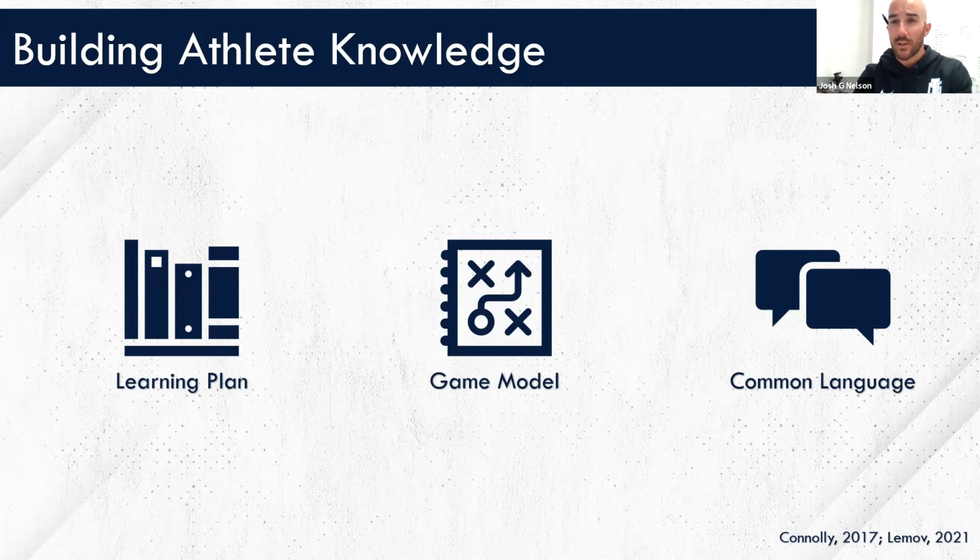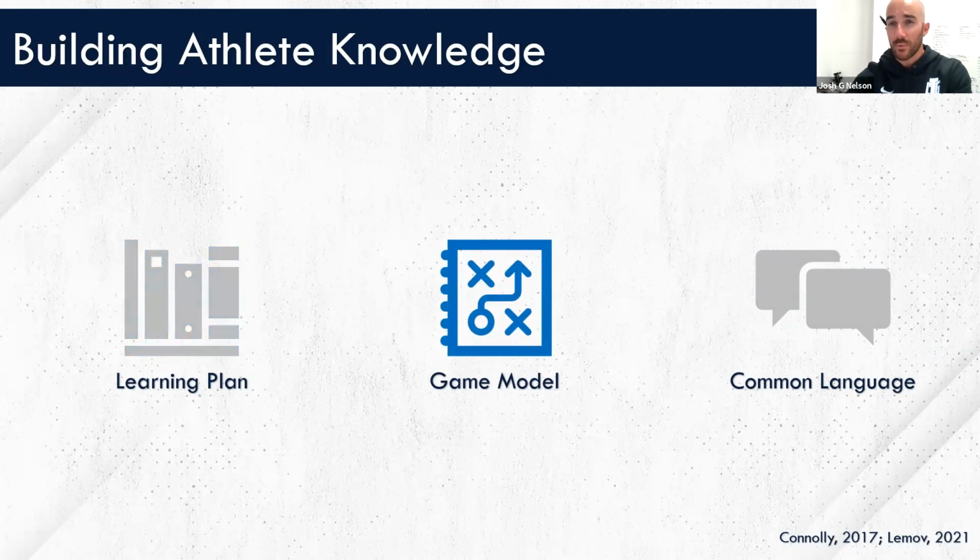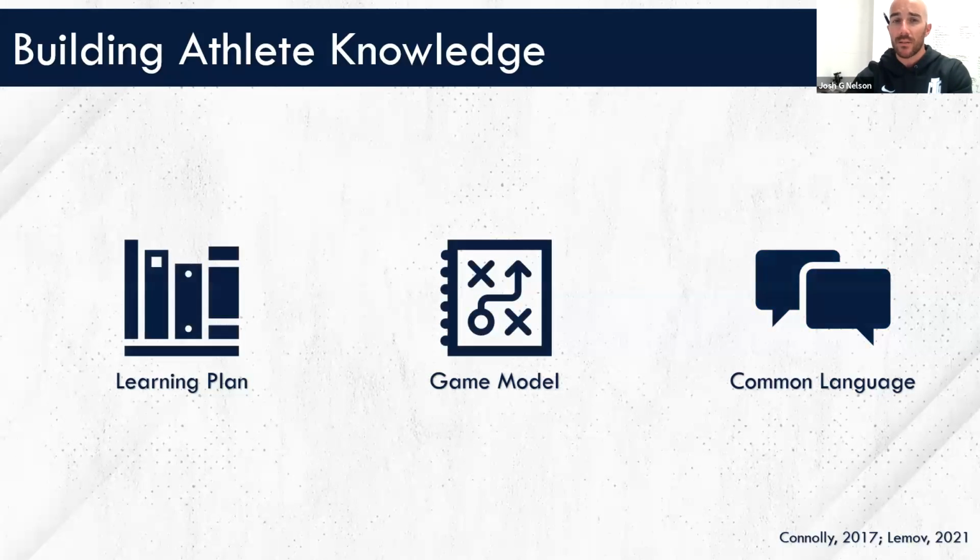And then finally, we're going to talk about common language. So many times in sport, we have different terminology for different things. We call the same thing multiple things, not just across organizations, but within the same organization. So we're going to be talking about the importance of that. So over time, in the next couple of weeks, we're going to be talking about the learning plan, our curriculum that we bring up, our game model, the actual process and philosophy that we all believe in within an organization. And then finally, the importance of a common knowledge base, a common language base.